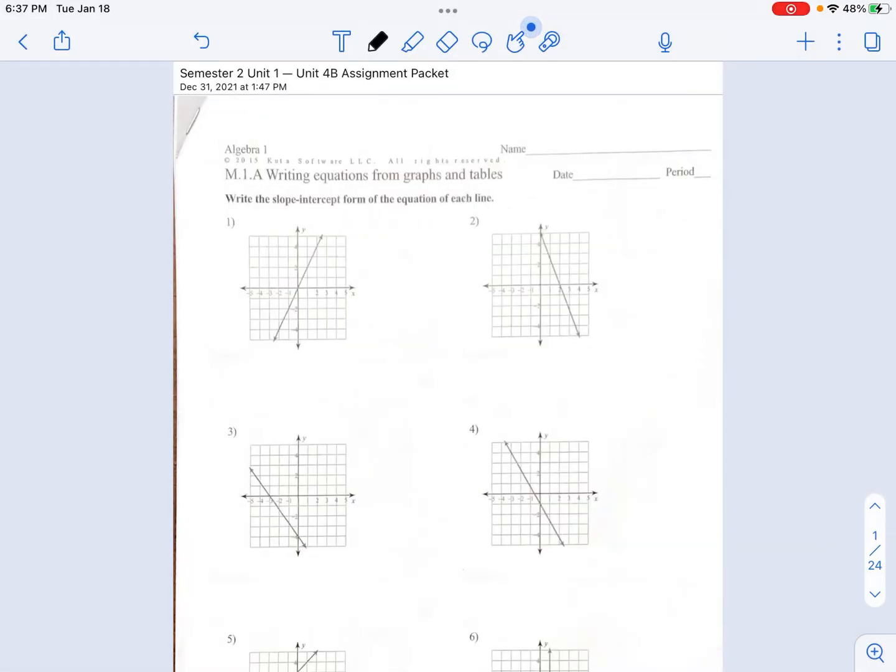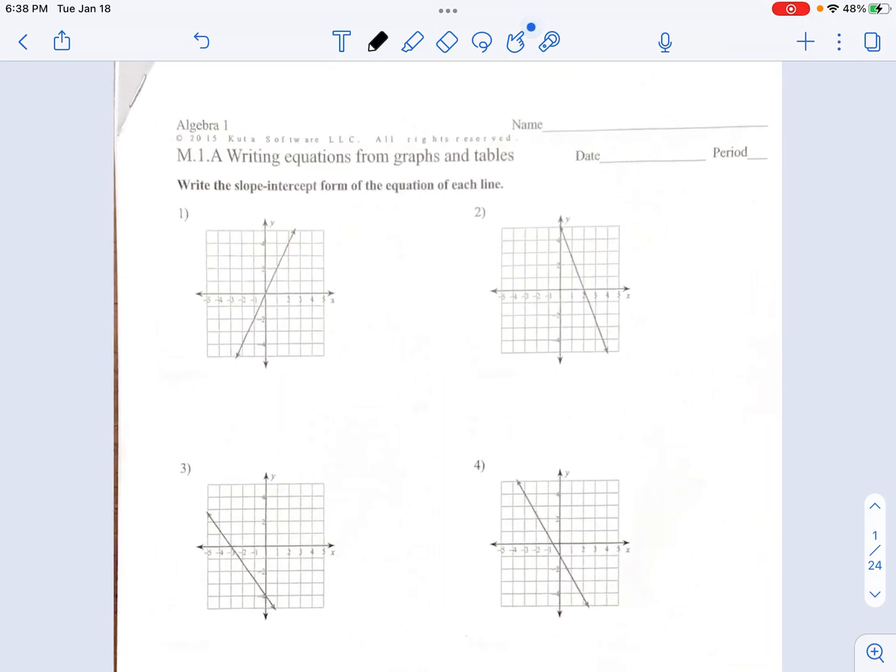Okay, so this is the assignment packet for those who may need it. This is writing an equation from a table.